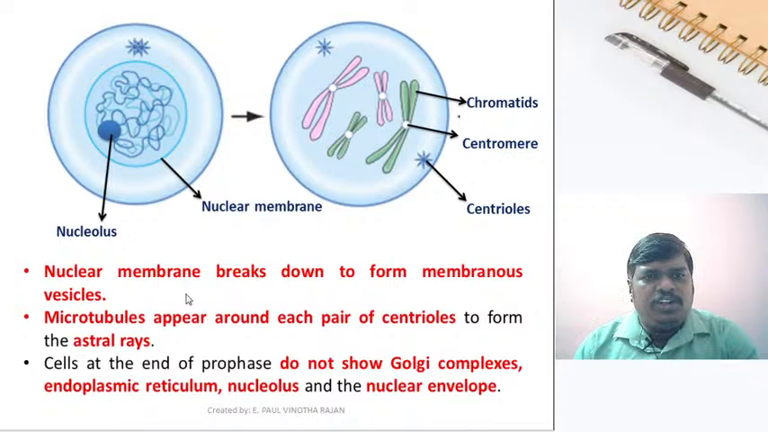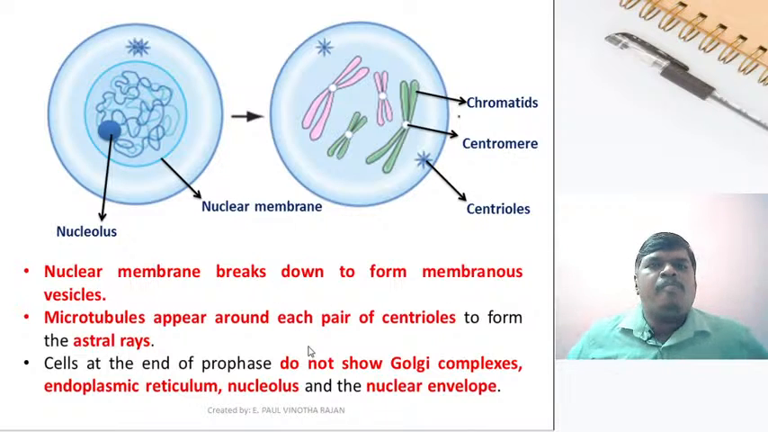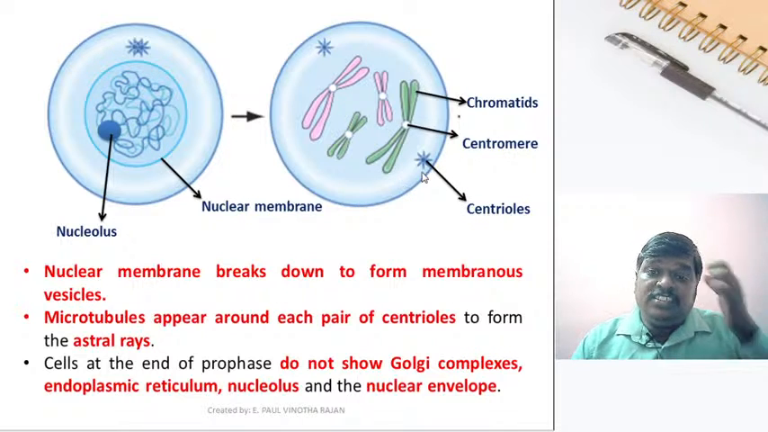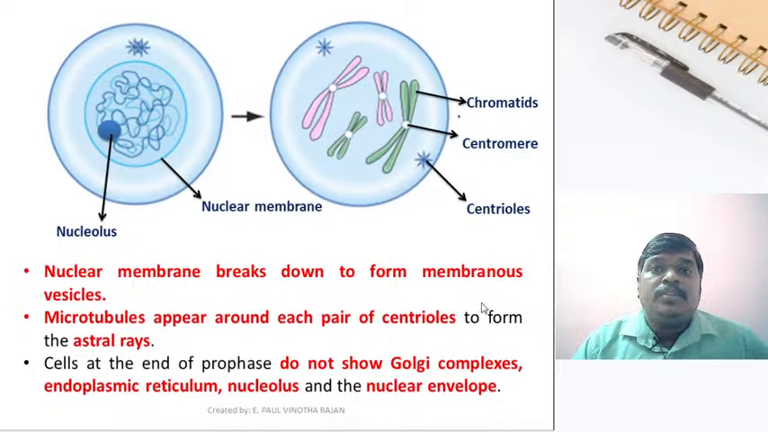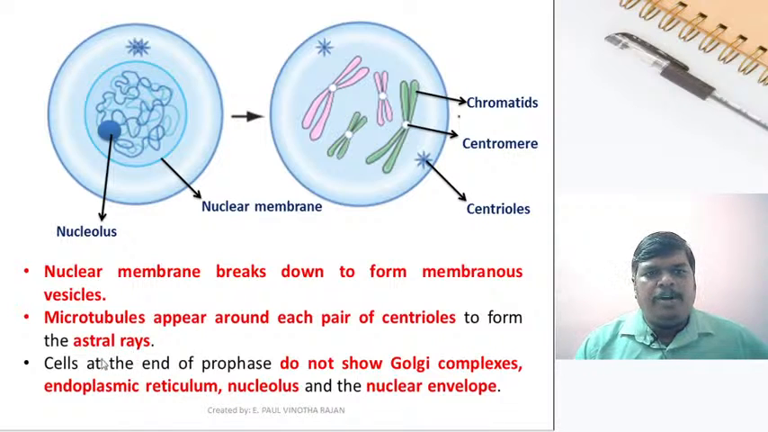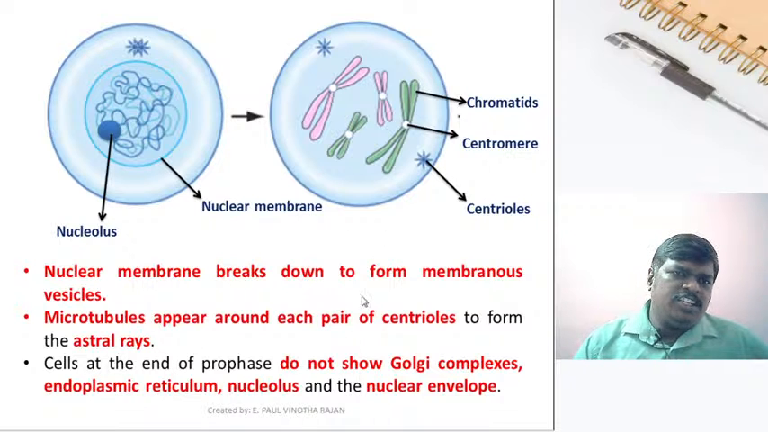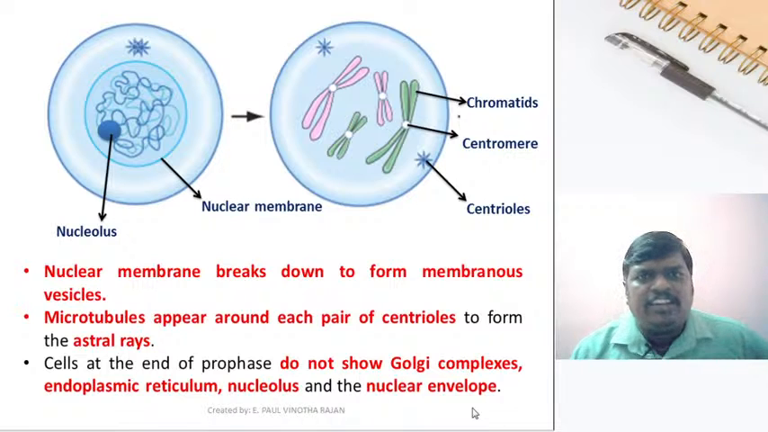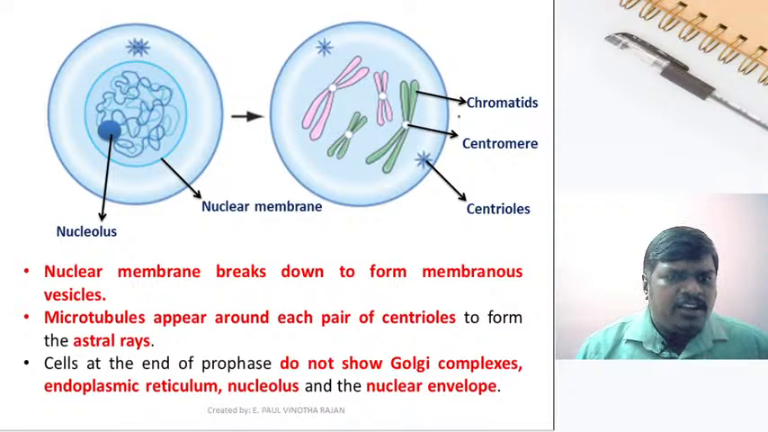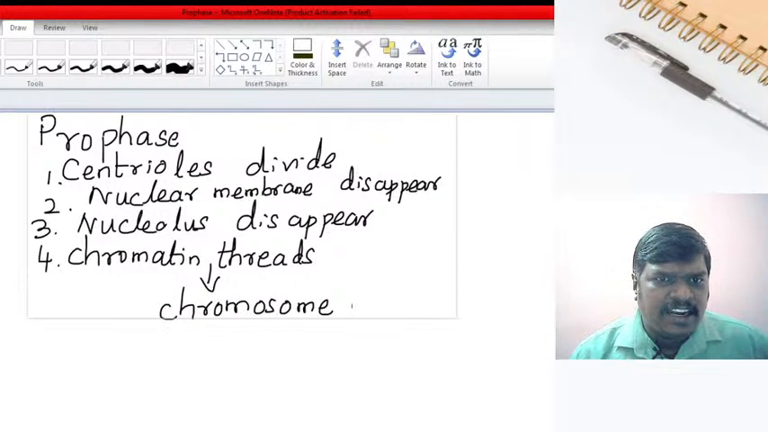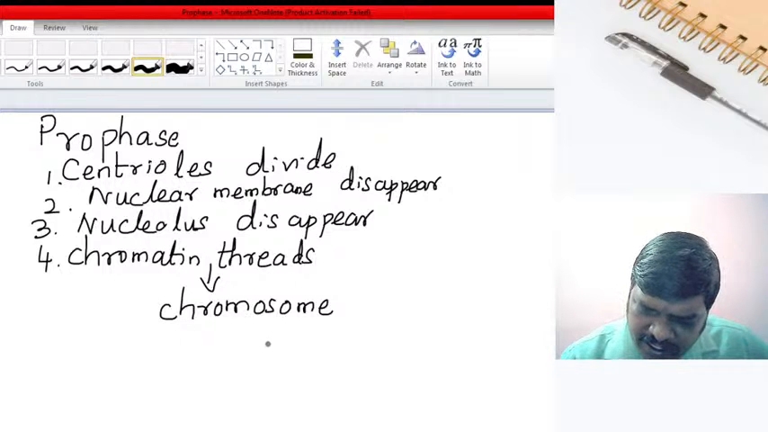Next, again, what I have told you, the nuclear membrane and the nucleolus disappear. And then these centrioles start producing astral fibers or spindle fibers. So during this prophase, the Golgi complexes, endoplasmic reticulum, nucleolus and nuclear membrane, everything disappears. So finally, during this stage, what is exactly formed here? We can see it here. A tetrad structure is formed.